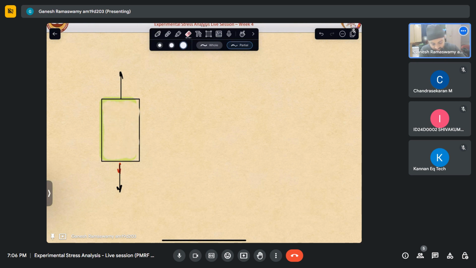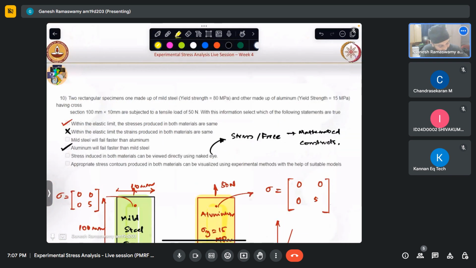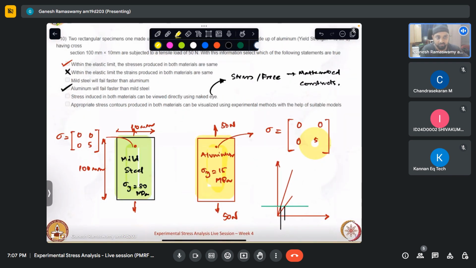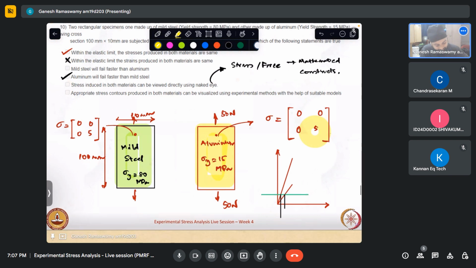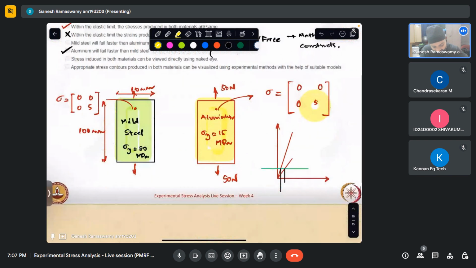So what is sigma 1? Throughout the model domain, except for the loading points, which we are obviously not considering, sigma 1 is nothing but 5 MPa. This 5 MPa, I hope you know where that 5 came from. It is coming from here, which is 50 by 100, and I'm taking thickness to be unity. Oh, rather it should be 0.5 actually, not 5, because it is 50 by 100.